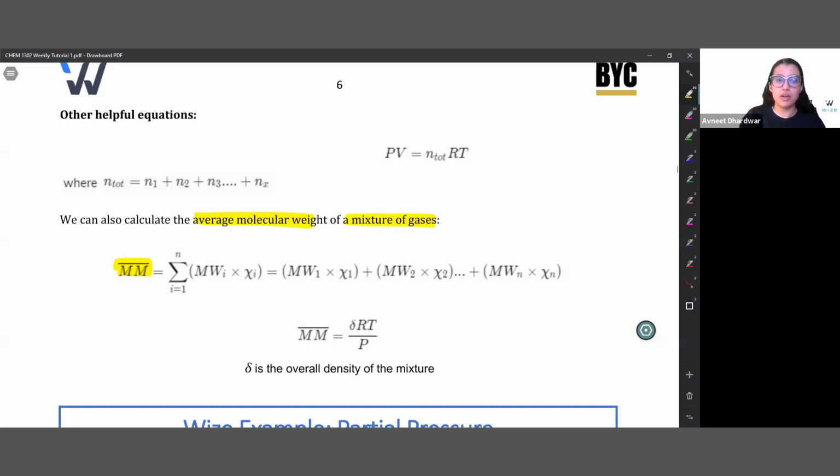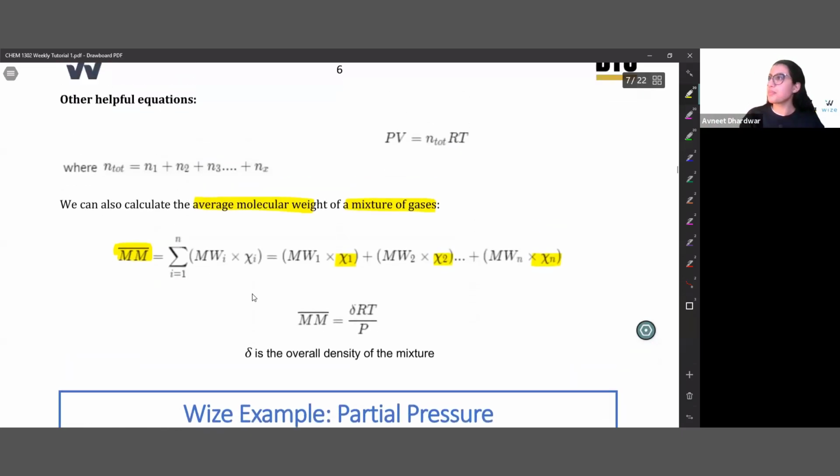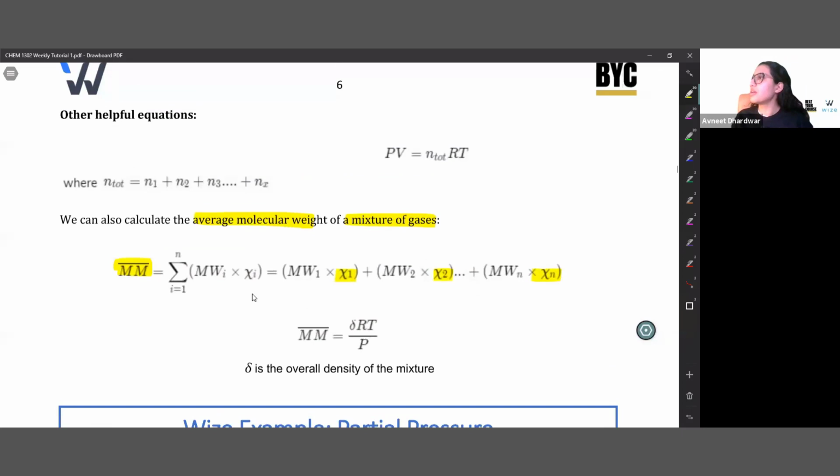So in order to do that, you're going to take the mole fraction of each of those gases, and you'll take the mole fraction for one of the gases and multiply by its molecular weight or molar mass. And then you'll take this sum and you'll repeat that for each of the gases in your container to then get an average molecular weight for that mixture of gases. Okay, so there's a couple of questions.